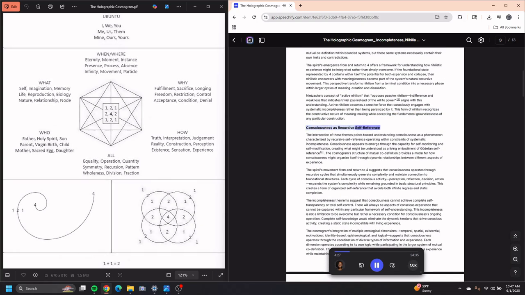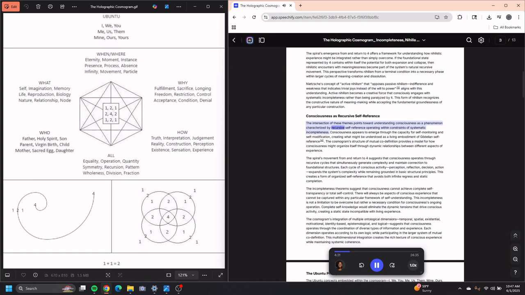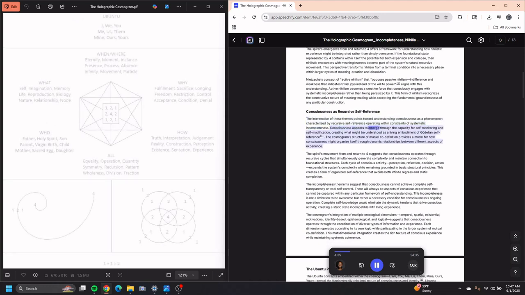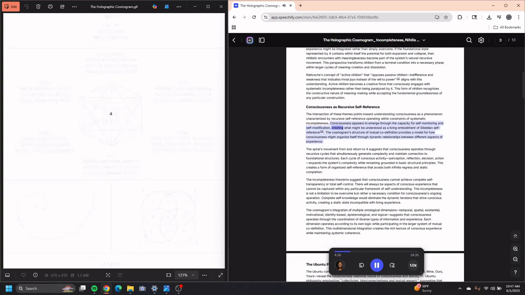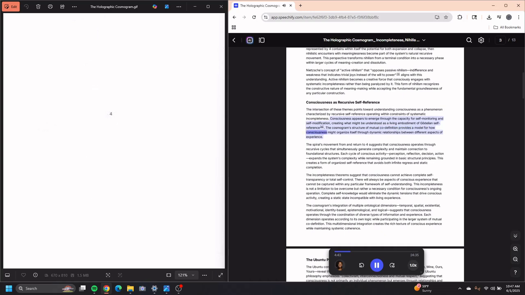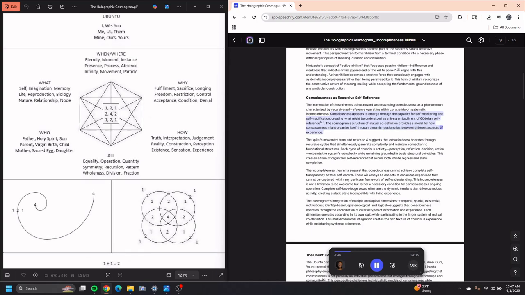Consciousness as recursive self-reference. The intersection of these themes points toward understanding consciousness as a phenomenon characterized by recursive self-reference operating within constraints of systematic incompleteness. Consciousness appears to emerge through the capacity for self-monitoring and self-modification, creating what might be understood as a living embodiment of Gödelian self-reference. The cosmogram structure of mutual co-definition provides a model for how consciousness might organize itself through dynamic relationships between different aspects of experience.